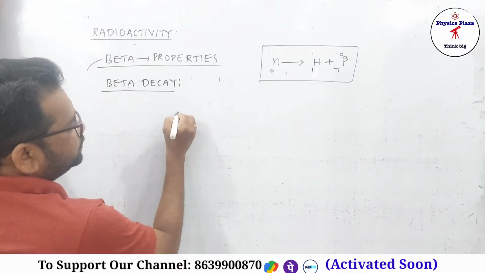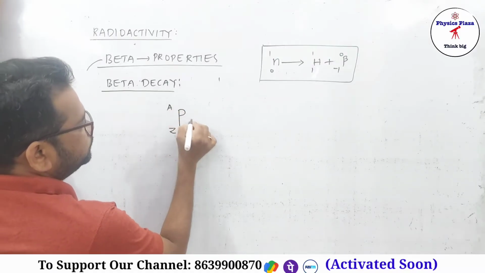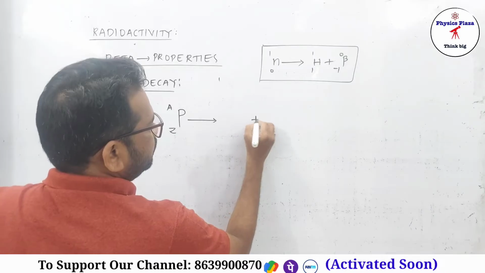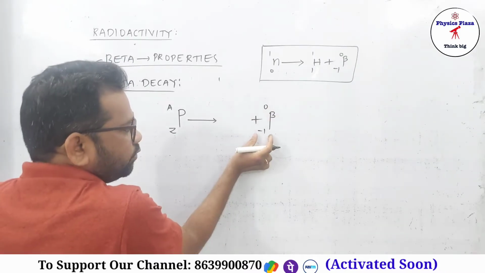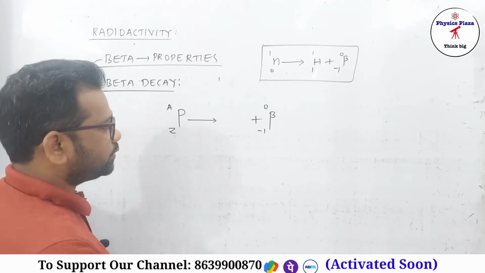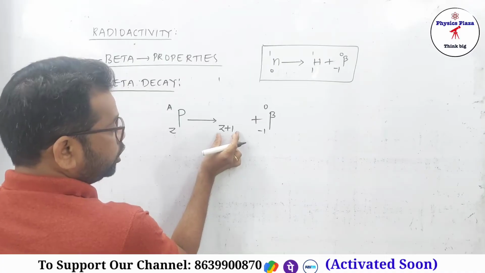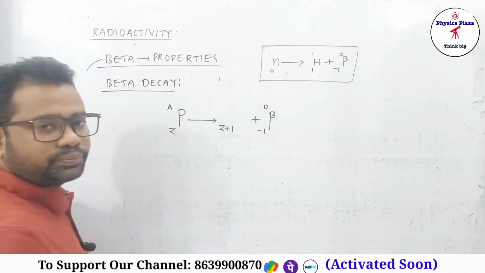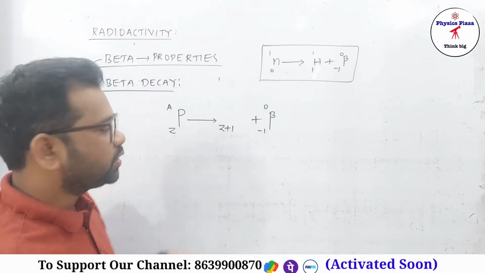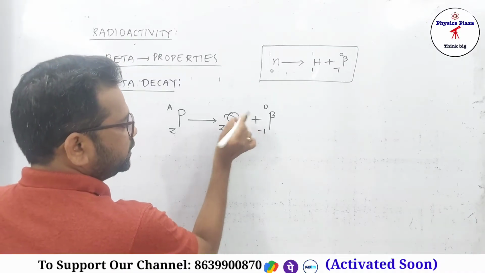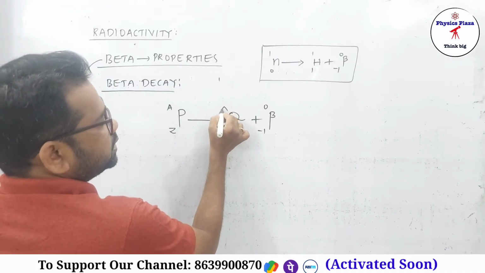So let us take one atom, some P, whose atomic number is Z, mass number is A. Now here one beta particle is emitted, -1, 0. So the beta particle is carrying one negative charge, -e. Here the atomic number of the daughter nuclei will become Z plus 1. Here Z, Z plus 1, minus 1. Yes, charge is conserved. Here we will get a new nuclei. This is called the daughter nuclei, and the original is the parent nuclei, and there is no change in mass number.